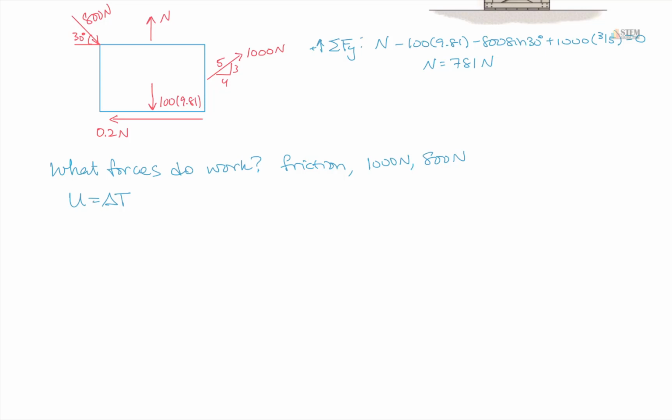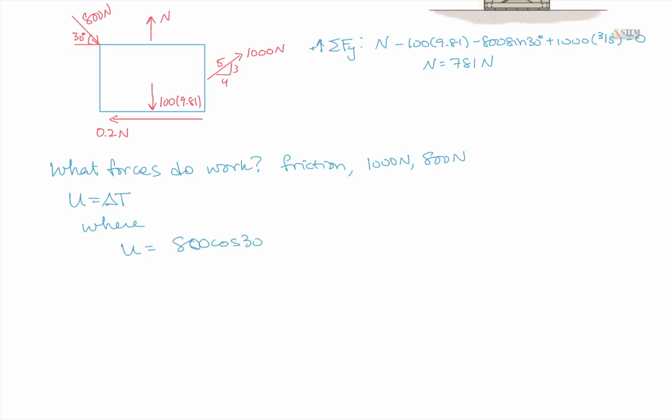So remember, it's force times the displacement in the direction of the force. Let's find that, and then we'll set it equal to delta T, which is the change in kinetic energy. U is going to be the forces that do work. Let's look at 800 first. We've got the x component of this force. It's 800 cosine 30. That's in the x direction, so that'll be our force. So let's write 800 cosine 30.